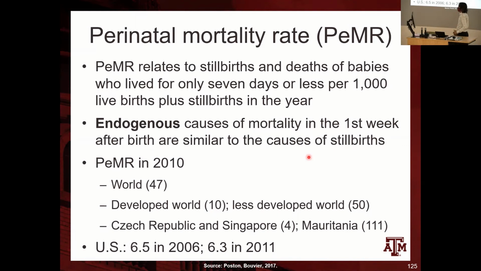The perinatal mortality rate in 2010 was 47 stillbirths or deaths of babies in the first week per 1,000 live births and stillbirths. And it varied a lot in the world, 10 per 1,000 in the developed world and 50 in the less developed countries. A lot of variation across the world too. Czech Republic and Singapore only 4, Mauritania 111. The US declined over time, but because the level is already small compared to other countries, 6.5, it declined to 6.3 between 2006 and 2011.